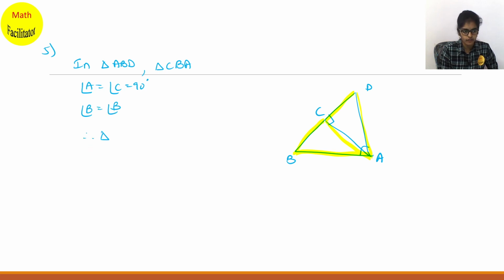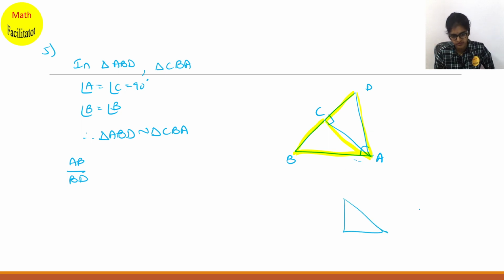Therefore triangle ABD is similar to triangle CBA. When they are similar, what happens to the sides? You can take AB by BD. See, this AB by BD. I'll just draw it here so that it will be easy for you. You are taking A, B, D. A is right angle and C is right angle, isn't it? C is here. So you are taking BA.